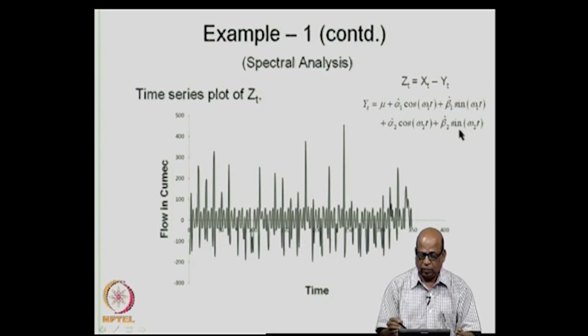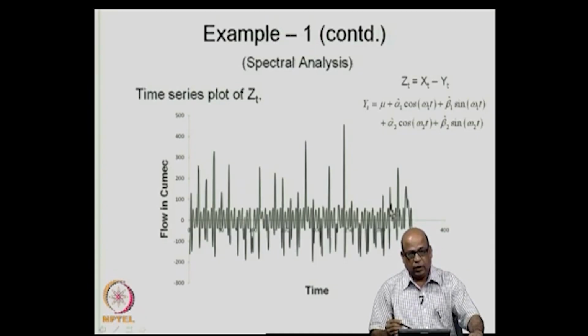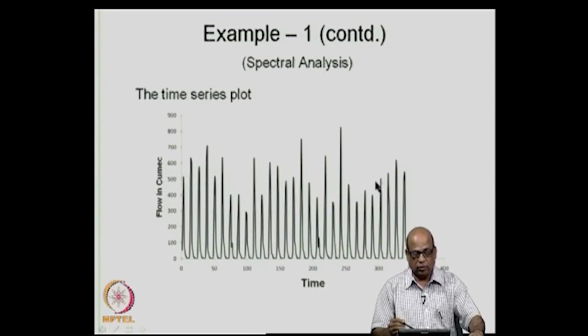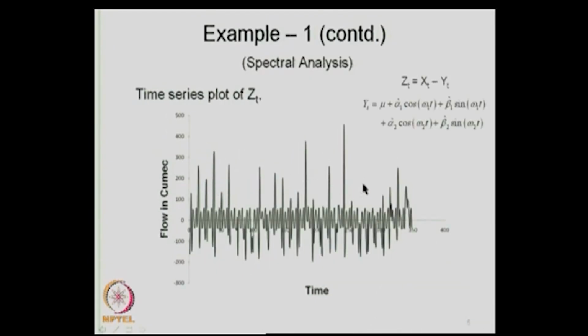So, this is in the frequency domain. The first two periodicities are here: alpha 1 and beta 1, alpha 2 and beta 2, omega 1 and omega 2. So, this term corresponds to the first two periodicities in the frequency domain. We reconstitute the time series as z t is equal to x t minus y t, remove the first two periodicities and plot the time series. Look at how the time series looks vis-a-vis the original time series. The original time series is here, this is your x t, and this is your z t.